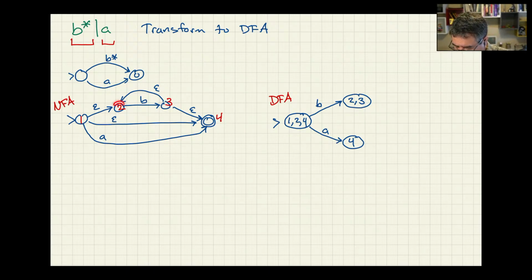Okay, so if I'm in 2 and 3, what transitions do I see? Well, I only see a B. And if I follow that B out of 2 and 3, I'll wind up in 3 and also back into 2. That means the 2, 3 transition, the B transition out of 2 and 3 loops back to itself.